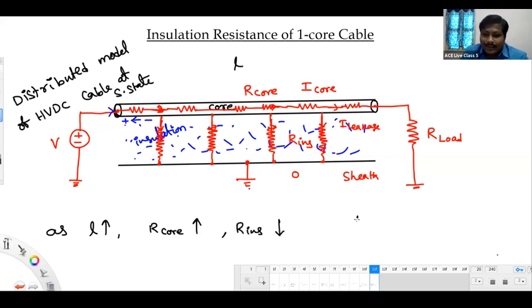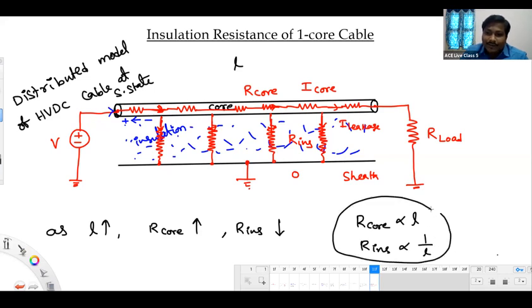So I can say conductor resistance will be proportional to length of cable. Insulation resistance can be inversely proportional to length of the cable. Can we write this statement? Yes or no? Yes. Core resistance is proportional to length of cable. Insulation resistance will be inversely proportional to length of the cable.